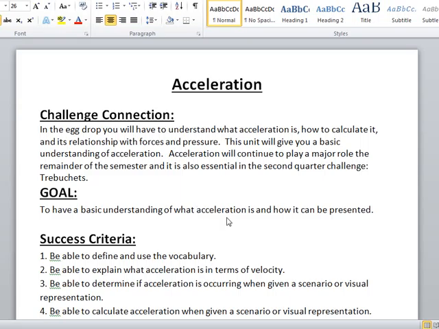Hey guys, Mr. Browning here to talk to you guys about the acceleration unit and the vocab within. So first I'm going to start off with the challenge connection.